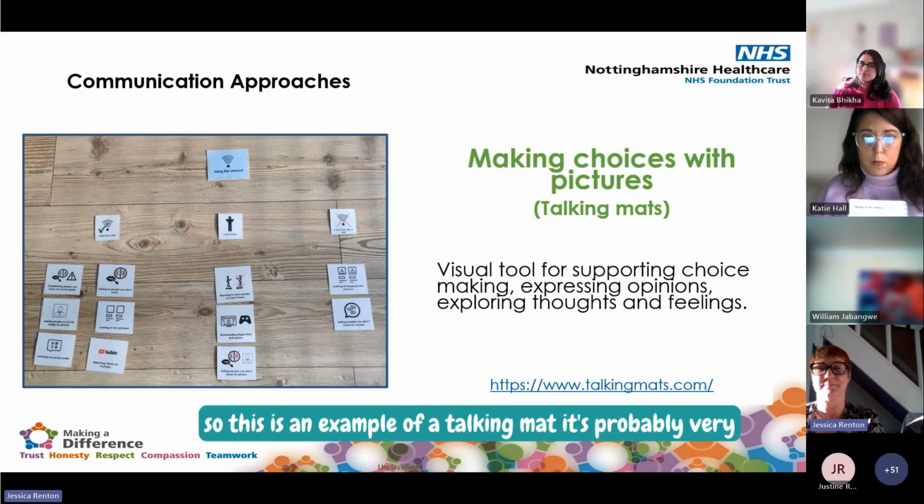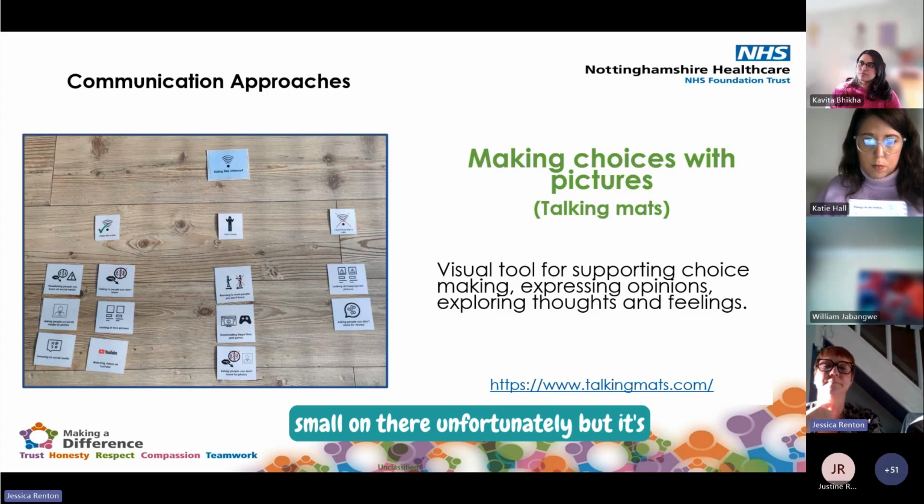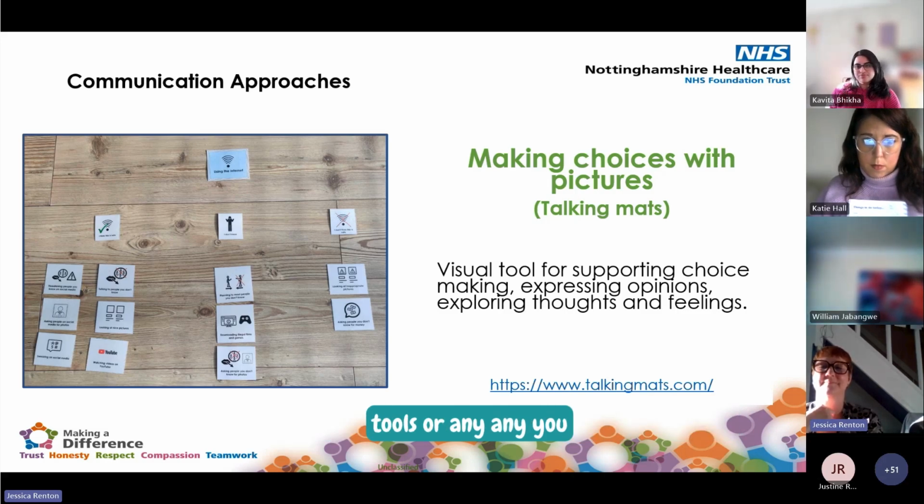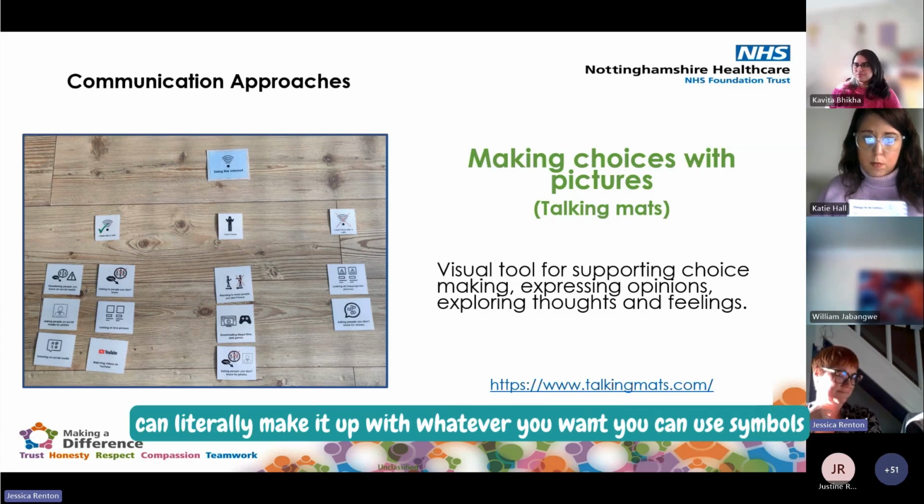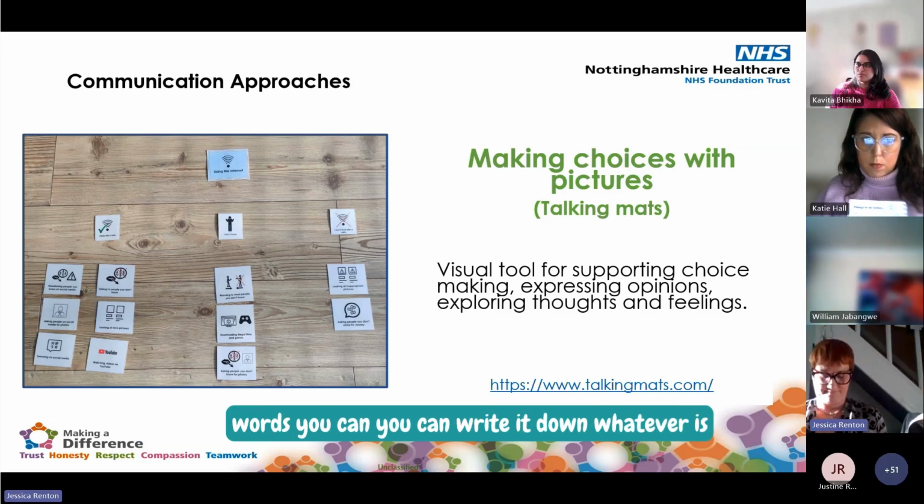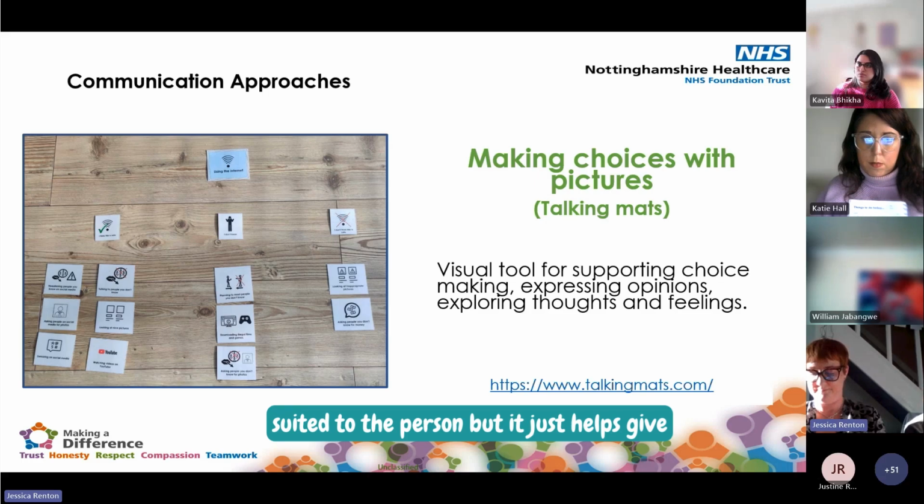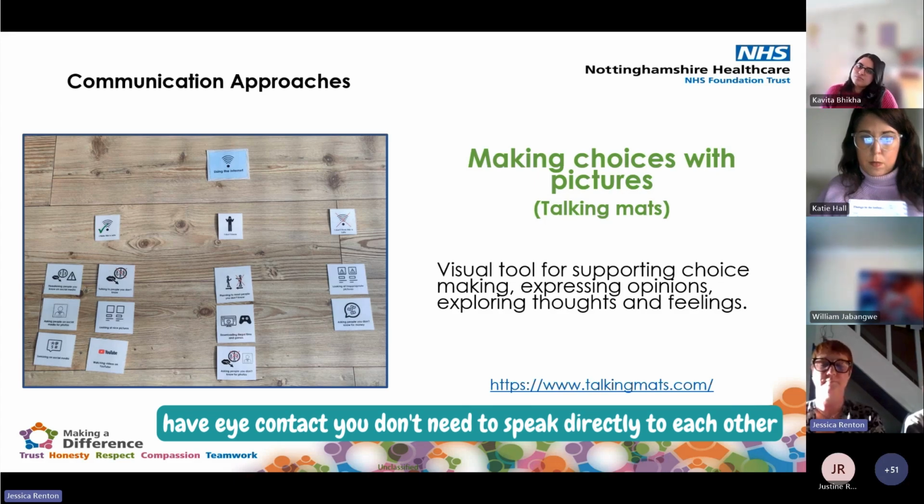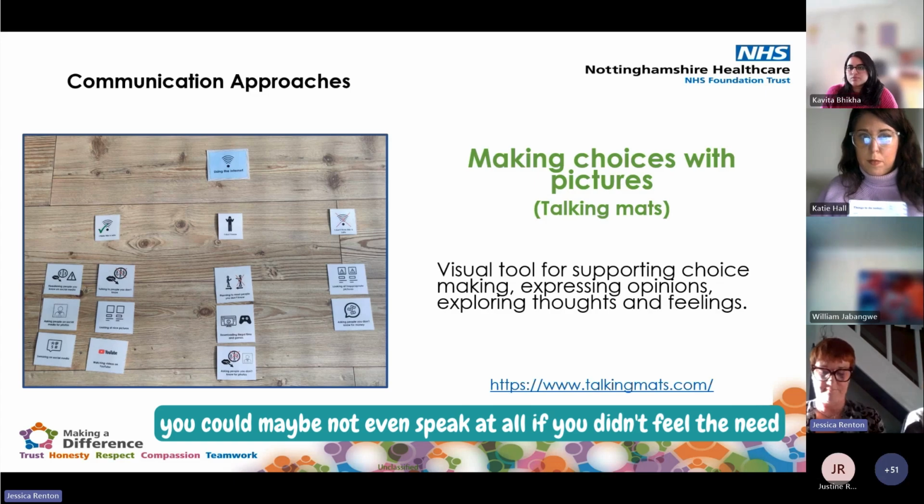Another one is a talking mat, and this is an example. It's probably very small on there, unfortunately, but you could do a talking mat anywhere. You don't need any fancy tools, you can literally make it up with whatever you want. You can use symbols, photos, or words, or you can write it down, whatever is suited to the person. It just helps give time to build a relationship with people that find direct communication difficult. You don't have to have eye contact, you don't need to speak directly to each other. You could maybe not even speak at all if you didn't feel the need to.